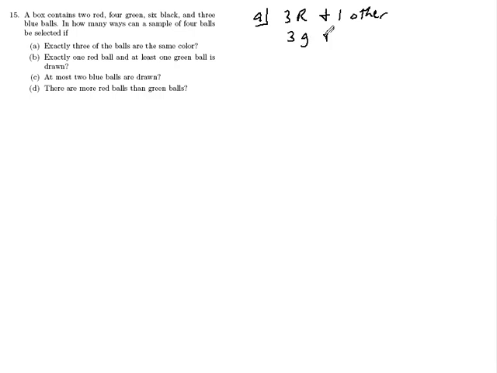3 green and 1 other, 3 black and 1 other, and 3 blue and 1 other. Now we know that this one can't happen because we only started off with 2 red to begin with. So we're looking at the other 3 cases.